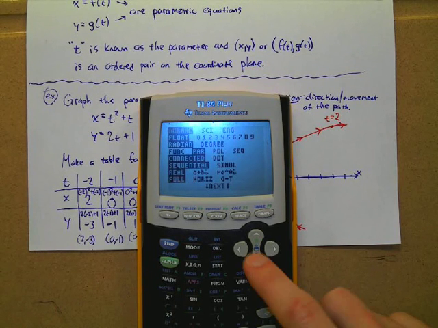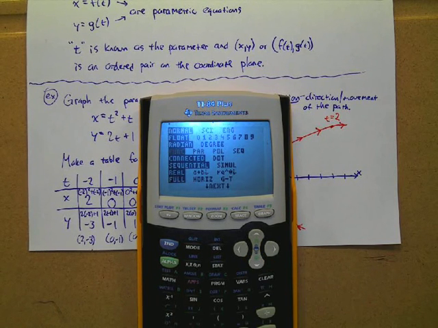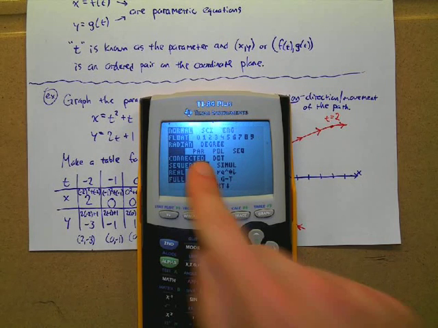And if you want to get a sneak preview of what we're doing tomorrow and Friday, that's going to be polar, P-O-L. And again, we'll talk about that on those days, but not right now. So parametric for right now.